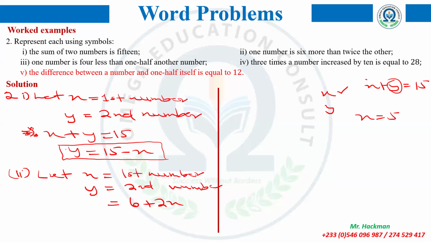Okay. So someone, if you write this, you are not wrong. If you come and write x is equal to 6 plus 2y, you are not wrong. So you are taking your other number, which is your first number, to be y, so that your second number will be x, which will be equal to this. There's nothing wrong with that. It's the same. Only that we have changed the variables, but it's the same.